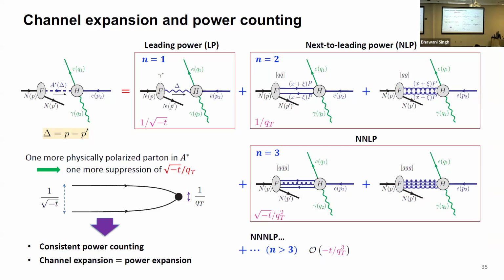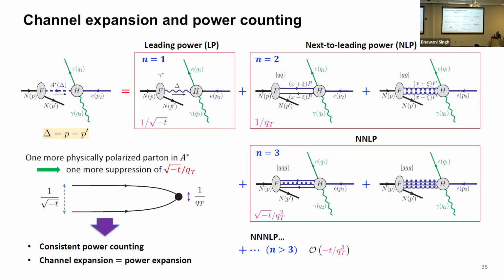But recall that A star has a low virtuality, but it moves with a large momentum, and then it enters a short distance interaction here. So as A star is propagating, the particles inside A star are characterized by a soft scale T. So they are separated by this kind of scale. But they have to merge at the short distance scale characterized by Q_T.